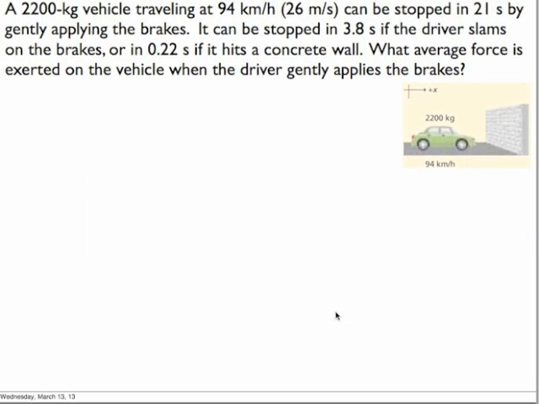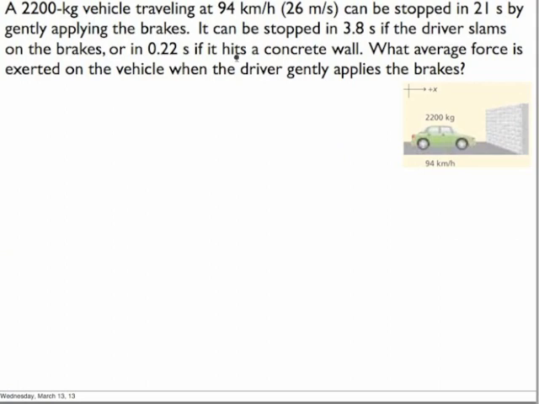Okay, now let's try and solve this problem. A 2200 kilogram vehicle is traveling at 94 kilometers per hour, but we're going to use meters per second. They've already converted it for you, which is really nice. Traveling at 26 meters per second can be stopped in 21 seconds by gently applying the brakes. Then they say it can be stopped in 3.8 seconds if the driver slams on the brakes. And then in 0.22, less than a second, if it hits a concrete wall. What average force is exerted on the vehicle when the driver gently applies the brakes?